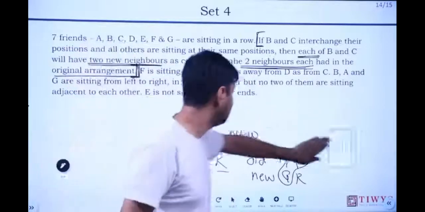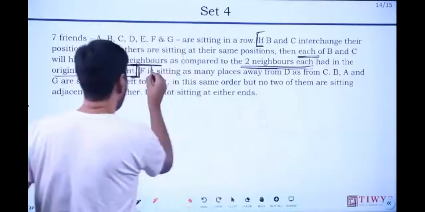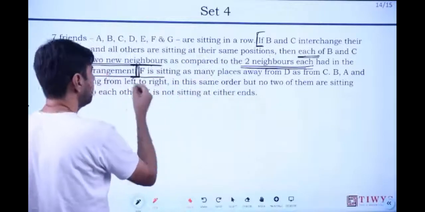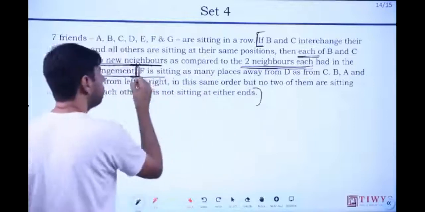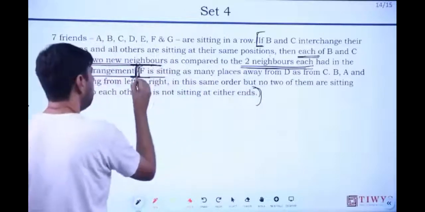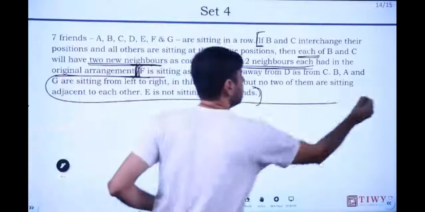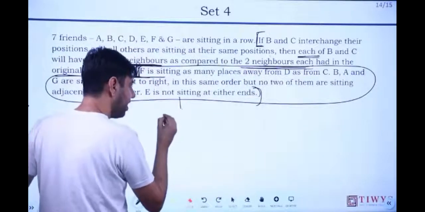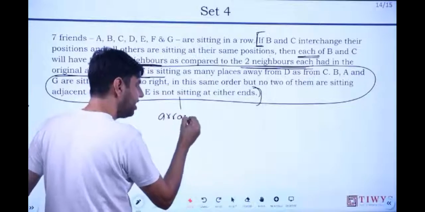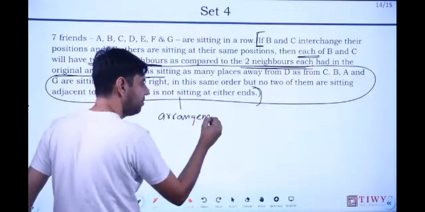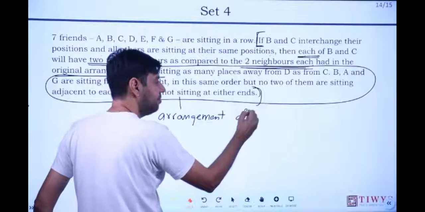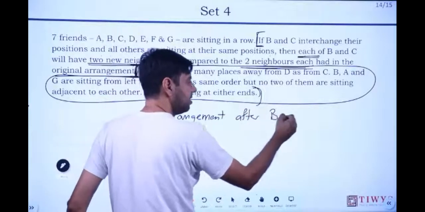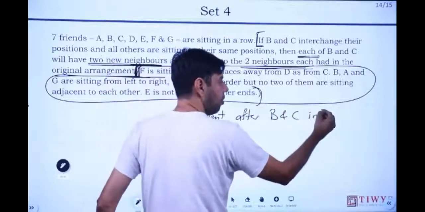Now, these other clues, no? F is sitting as many places away from this. This all refers to what? All of them refer to which arrangement? New arrangement after rearranging, after B and C interchange, or before, or original.